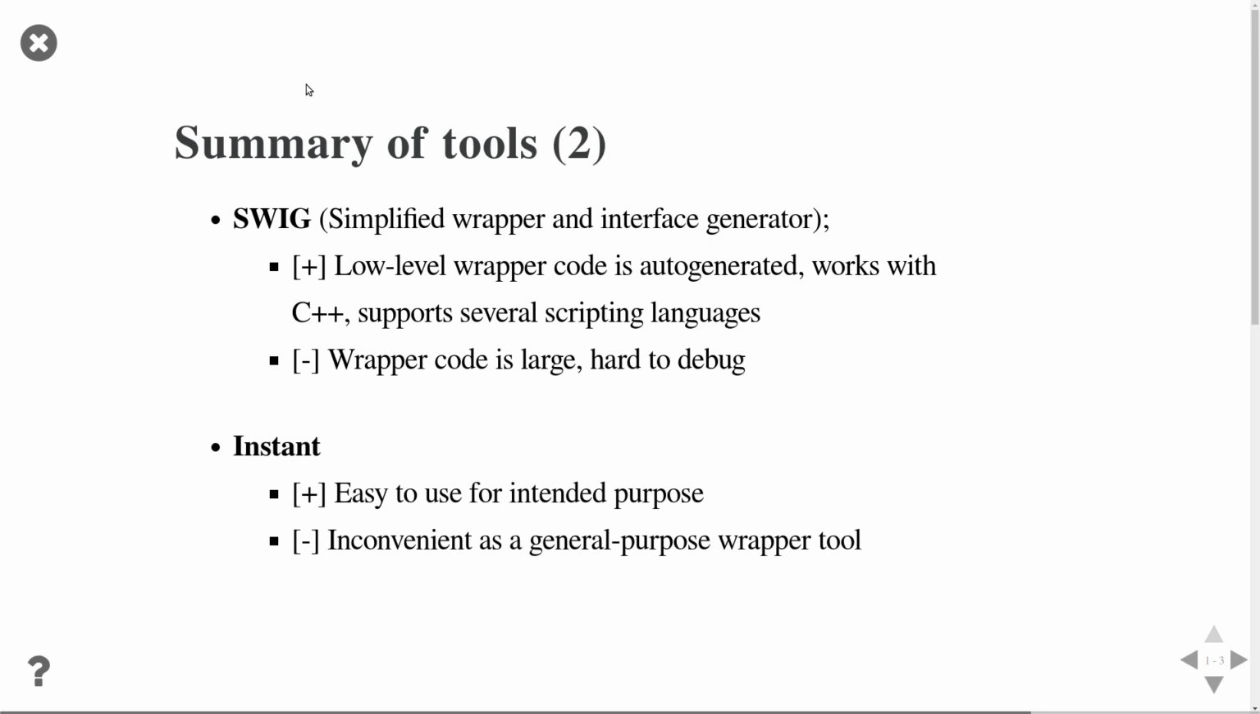Then there's Instant. So Instant is a tool where you can just write C code as a string in your Python program, and then automatically compile it and make a module. And Instant will automatically compile it and make a module out of it that you can load. So it's really easy to use for the purposes which it was intended for, but as a general purpose wrapper tool, if you leave the scope for what it was designed, then it becomes inconvenient.